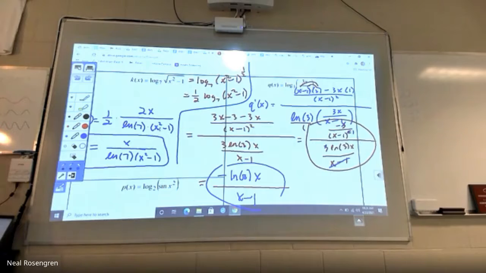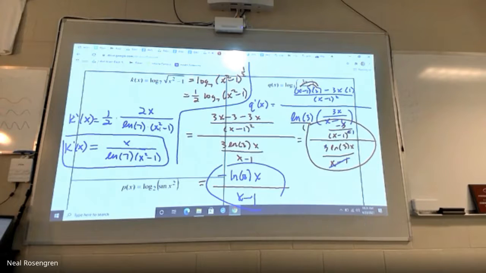Like that one, Siggy? Funky, right? All over the place, yeah. Yeah, last section in unit 3, derivatives of logs and exponentials. Yeah.